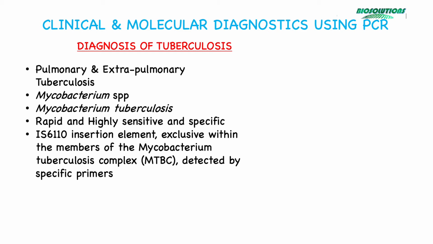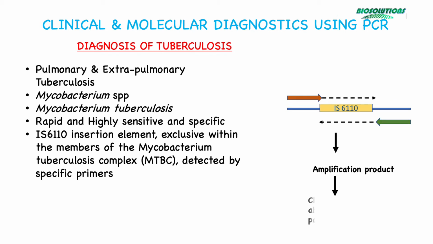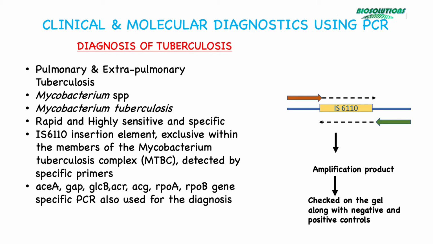Mycobacterium pan-specific primers target and amplify genes in Mycobacterium species like insertion element IS6110, ACE1A gene, GAP, GLCB, RPOA, RPOB, ACR, ACG, etc.